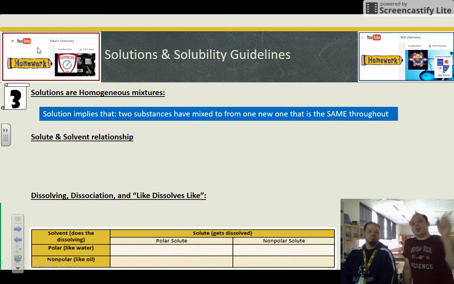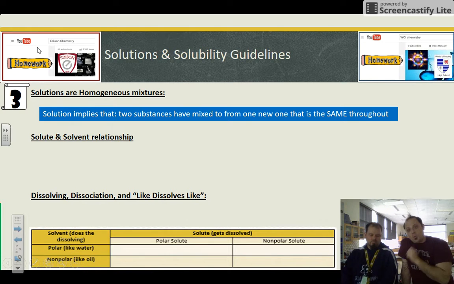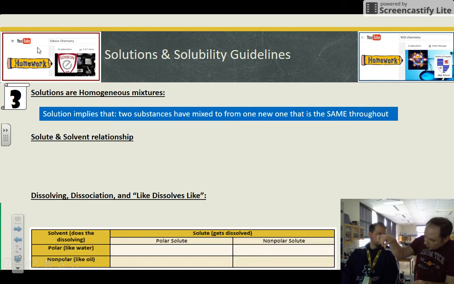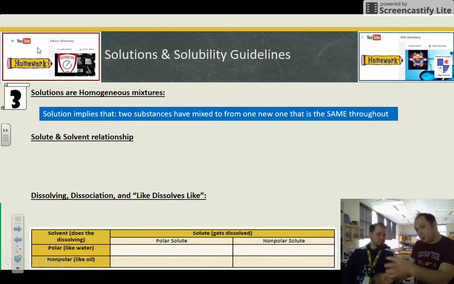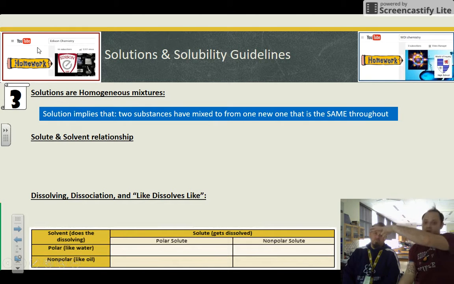A solution implies that two substances have mixed to form one new substance that is the same throughout. So when you put a solute into a solvent, those solute atoms or molecules, however you want to look at it, spread completely evenly throughout the entire solution if it's soluble.